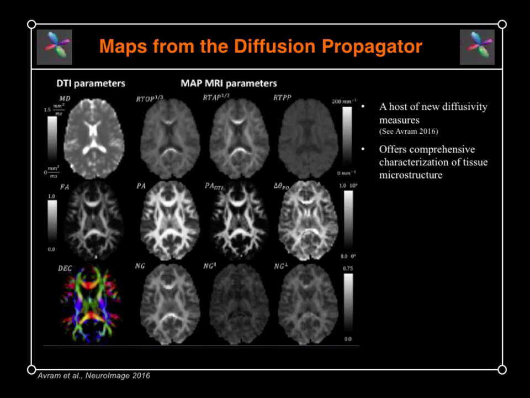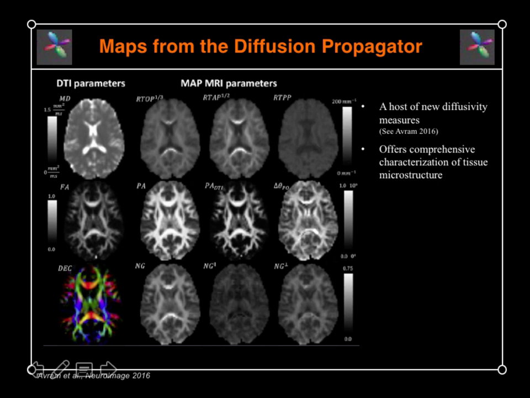But in addition to resolving the local white matter anatomy, MAP MRI also produces a host of really interesting diffusivity measures. So for instance, these are all the DTI parameters that I mentioned: mean diffusivity, fractional anisotropy, and directionally encoded color map. But you can also look at the degree to which the water diffusion is non-Gaussian, the non-Gaussian in the parallel direction, non-Gaussian in the perpendicular direction. We don't know exactly how this relates to the local anatomy yet, and people are doing a lot of work trying to understand what this means in terms of cellular anatomy and so on.